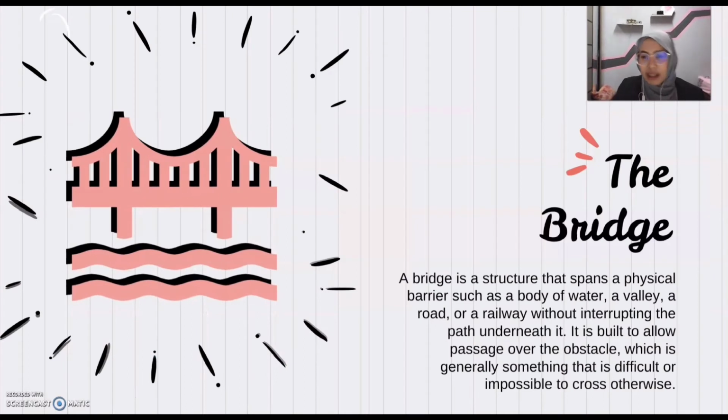Okay, the bridge is a structure that spans a physical barrier such as a body of water, a valley, a road or a railway without interrupting the path underneath. It is built to allow passage over the obstacle, which is generally something that is difficult or impossible to cross otherwise.